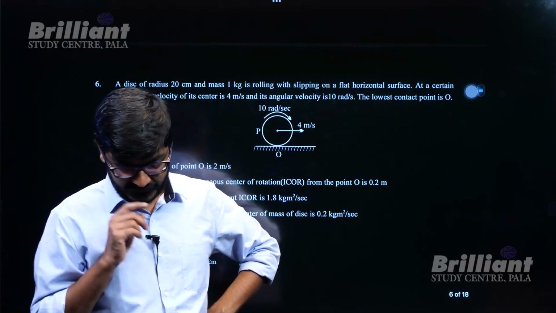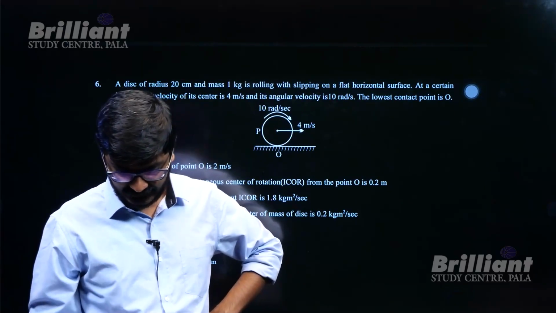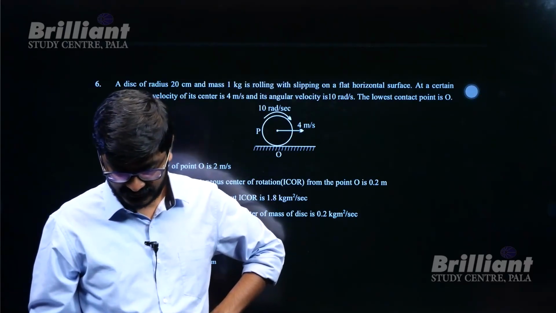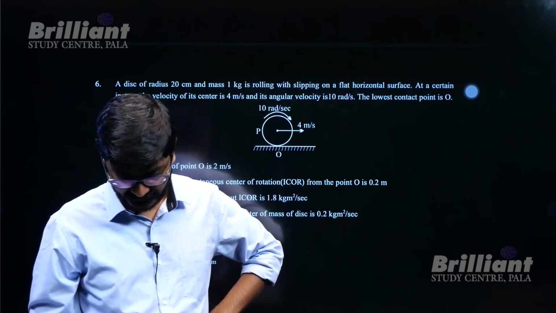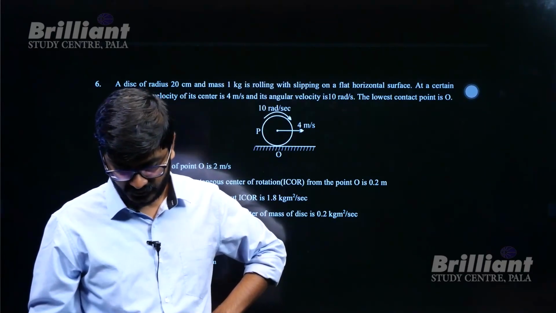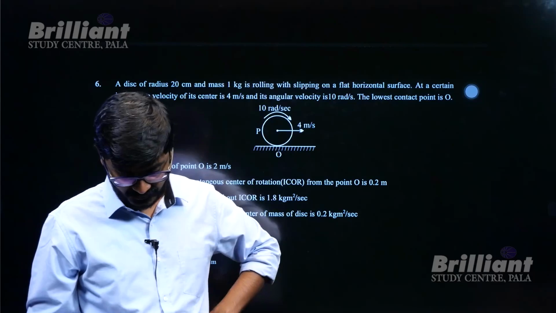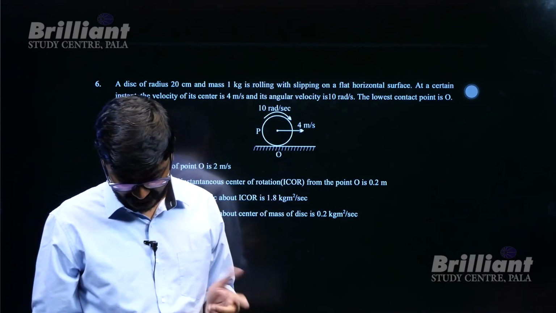A disc of radius 20 cm and mass 1 kg is rolling with slipping on a flat horizontal surface. At a certain instant, the velocity of its center is 4 and the angular velocity is 10. The lowest point of contact is O. So find the instantaneous velocity of point O.